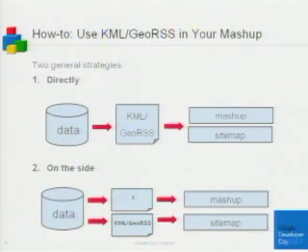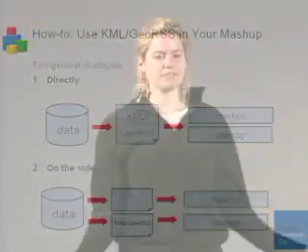So once you've decided KML or GeoRSS, you have to decide how you want to use that in your mashup. A lot of you people, how many people actually have mashups? Raise your hand. Sweet. All right. So you probably already coded your mashup, and maybe you're happy with it. Maybe you don't want to screw with it too much. So I've got 2 strategies here.